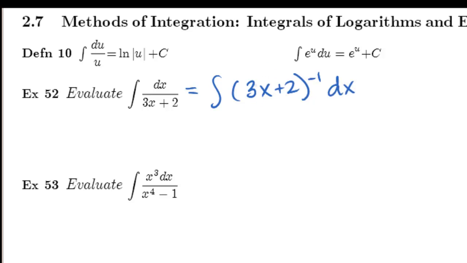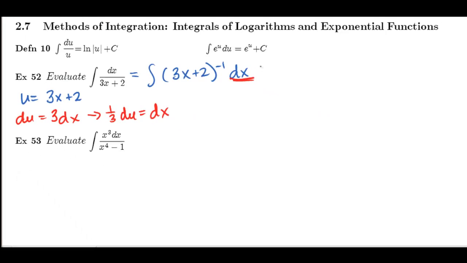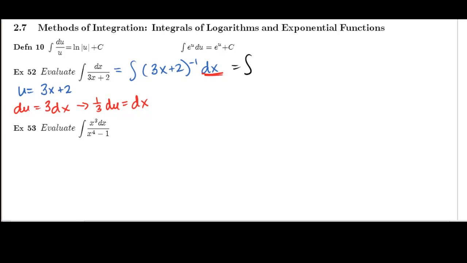And again, we're going to have to use u substitution because we have this inside function. So u is 3x plus 2. The derivative of u is just 3 dx. So we've got our dx here, but we don't have a 3, so we will change this to being 1/3 of du is dx. And if you go through and rewrite that, you get the integral of u to the negative 1, and then you've got your 1/3 and your du.